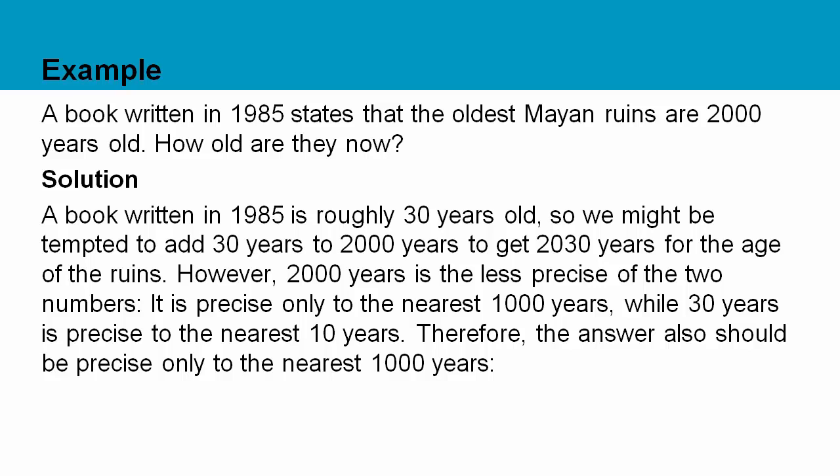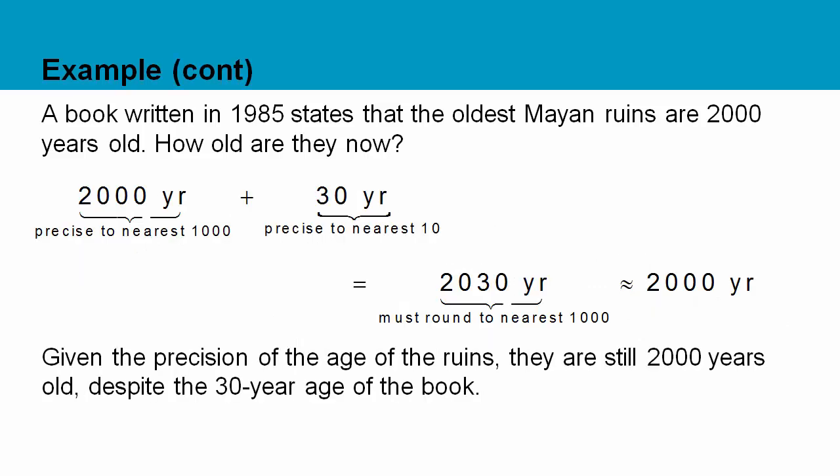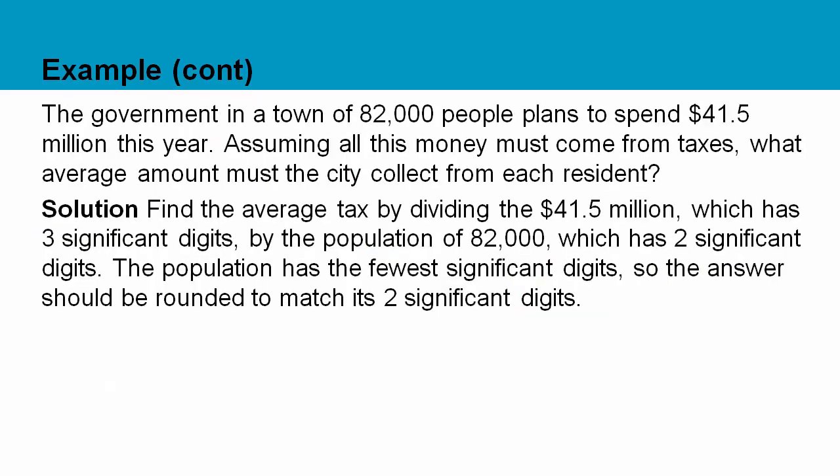They rounded to 2,000. So really, it has a significant digit of only one, right? The 2 and the 3 zeros are insignificant. It's being rounded to the nearest 1,000 years. 30 is precise to 10 years. So we have to basically, again, round 2030 back to the nearest 1,000 years. So in this case, we would still say it's only 2,000 years old, despite the 30-year age of the book, because that first number was just so imprecise, right? It was rounded a lot.